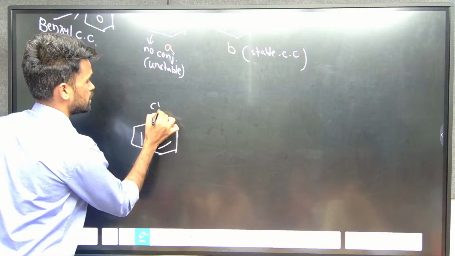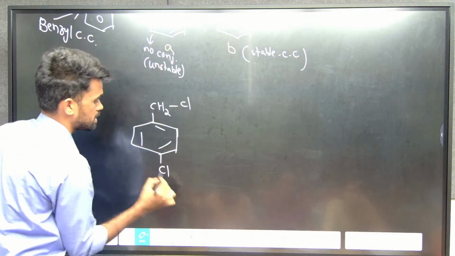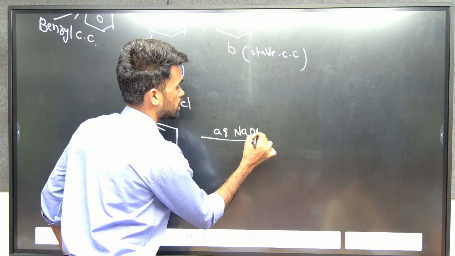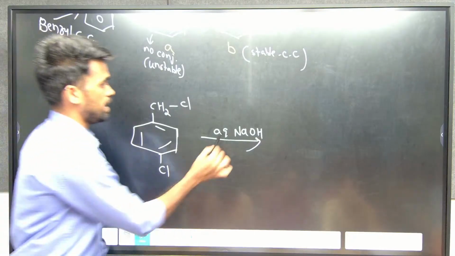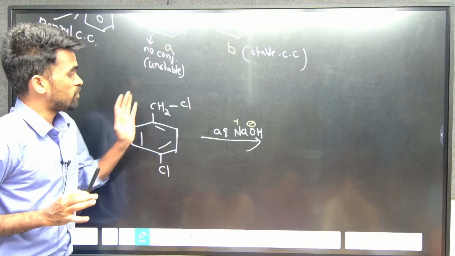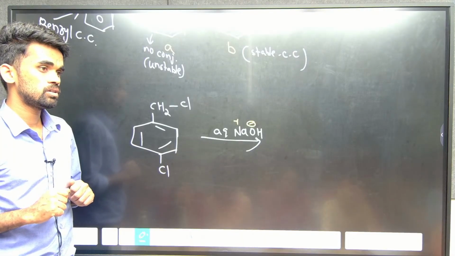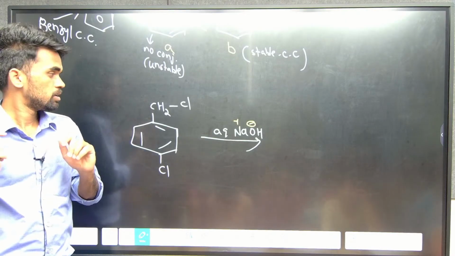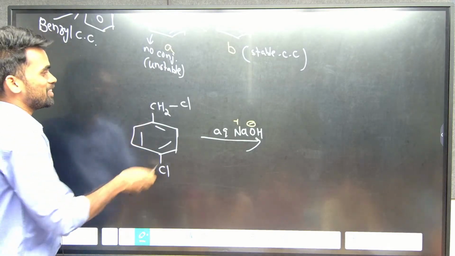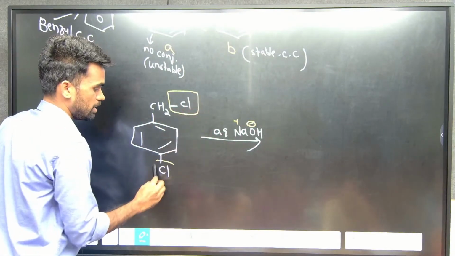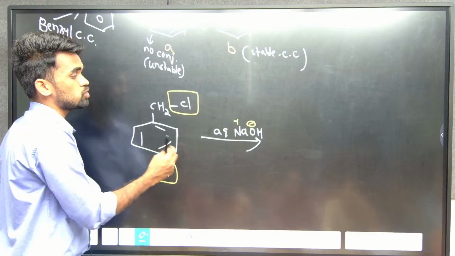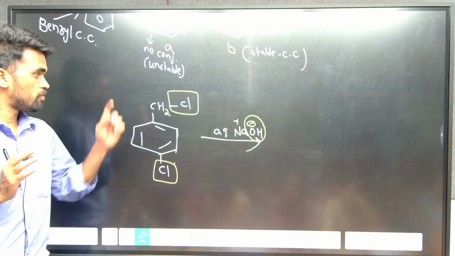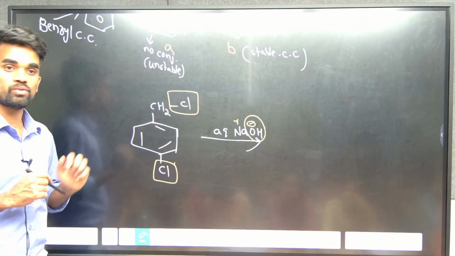This is a benzene ring, CH2Cl is there, and here a direct Cl is there. You need to replace with aqueous NaOH. What are you treating it with? Aqueous NaOH, Na plus OH minus. What is the reactive site here? What does your common sense say? Here we have chlorines. So one of these chlorines should be substituted by this OH group. Which will be substituted, I am asking? Up one or down one?